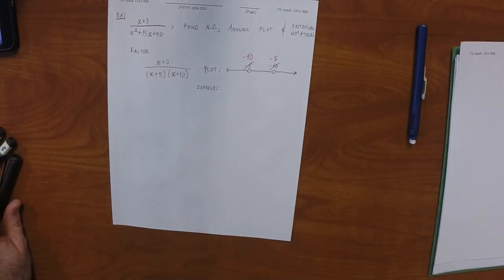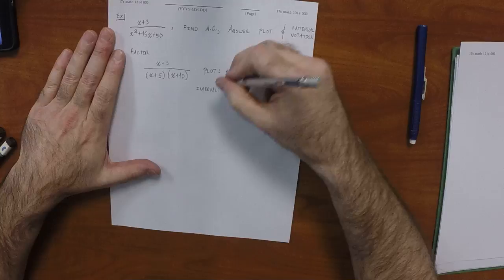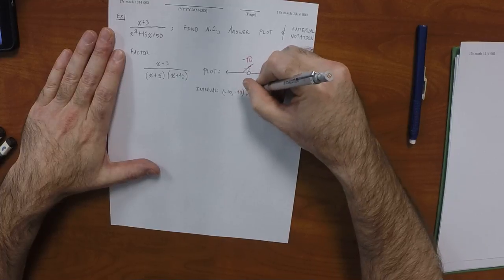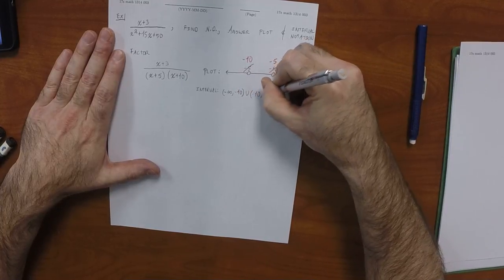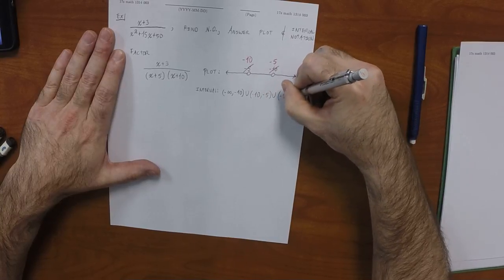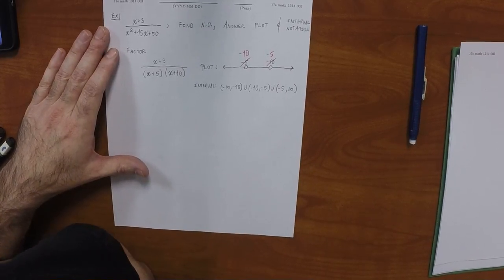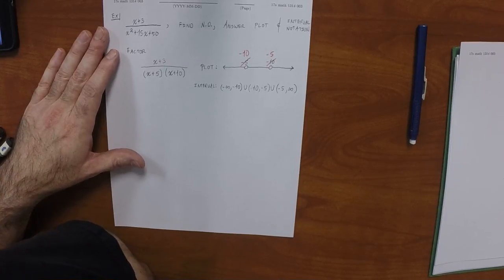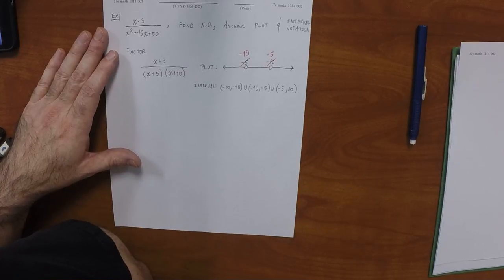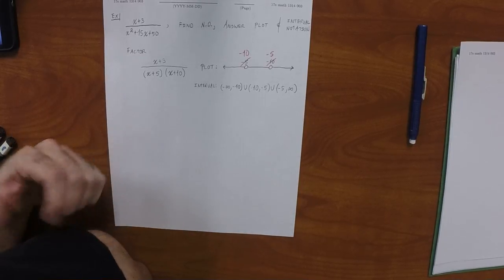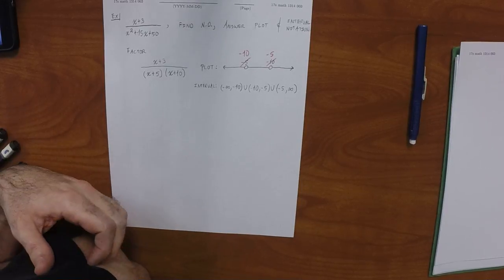How do we denote this in interval notation? Negative infinity to negative 10, yes. Union. Negative 10 to negative 5. Union. Negative 5 to infinity. Now, many students, when they see this, think, wow, that's pretty wordy. And my only response is, yeah, it is. There is no shorter way to write it. If there were, I would show you. It would be the first thing. But there's not. So when I say that I want the answer in interval notation, that's how it has to be written.